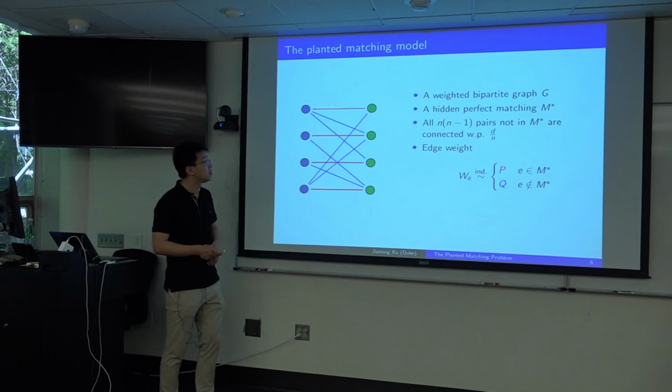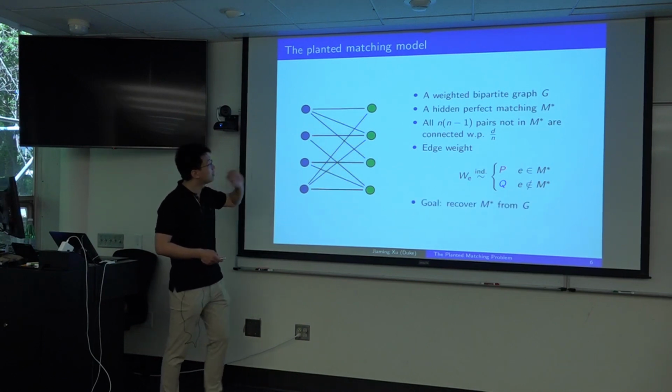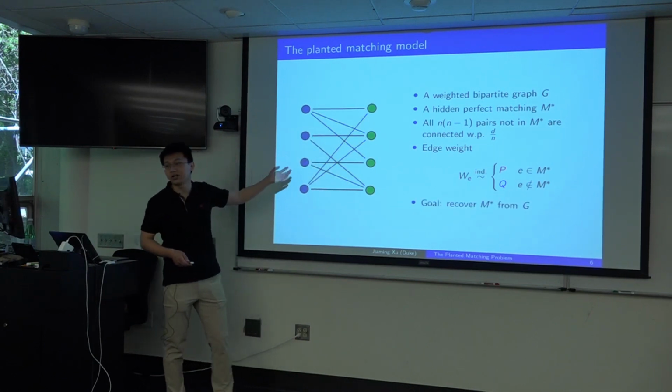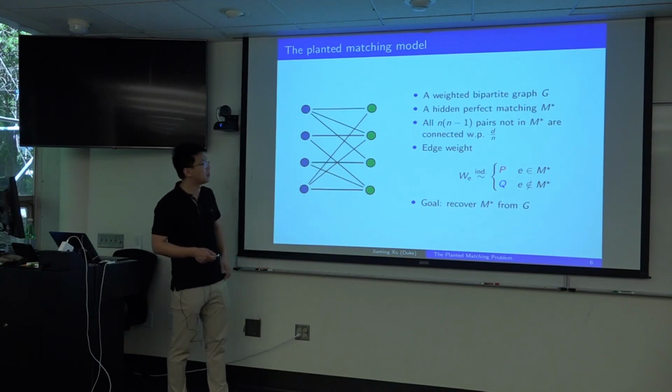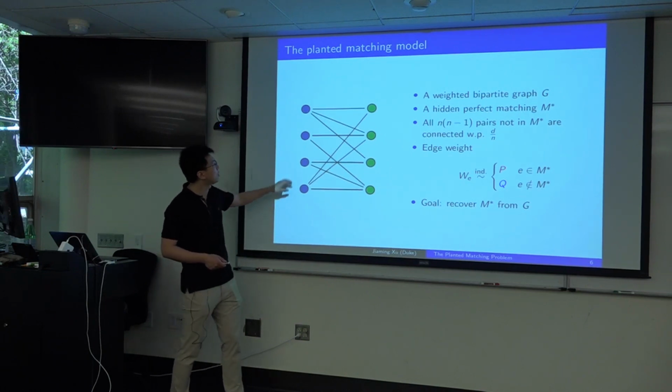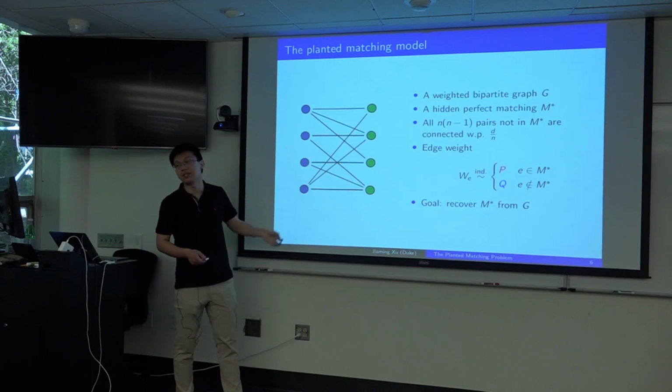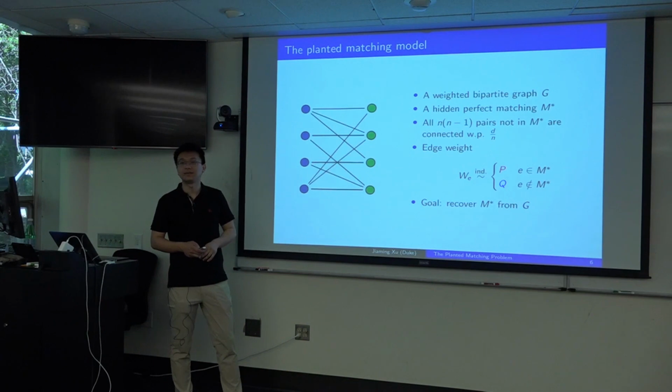So now the question is that you do not observe where the hidden matching is. The goal is to recover this hidden matching M star just based on the edge connections and the edge weights. Okay, is the problem clear?